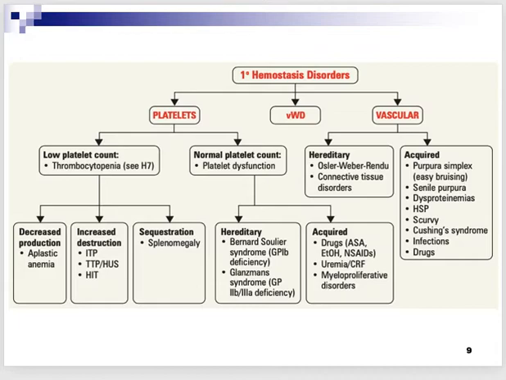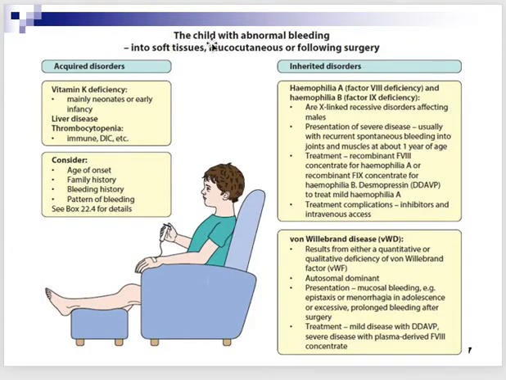I would rather show you two very important things. Again, this is a child with abnormal bleeding into the soft tissues, mucocutaneous or following surgery. This is a different approach. There could be acquired causes and inherited causes. Acquired causes could be vitamin K deficiency, liver disease, or thrombocytopenia. Consider age of onset, family history, bleeding history, and pattern of bleeding.